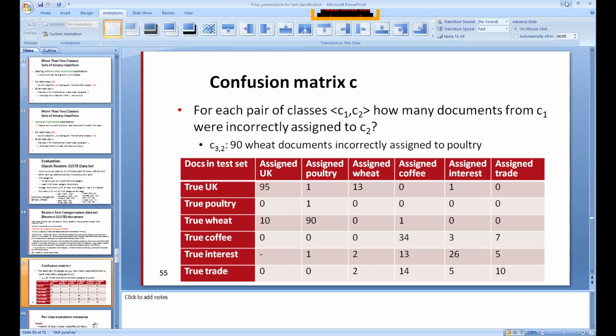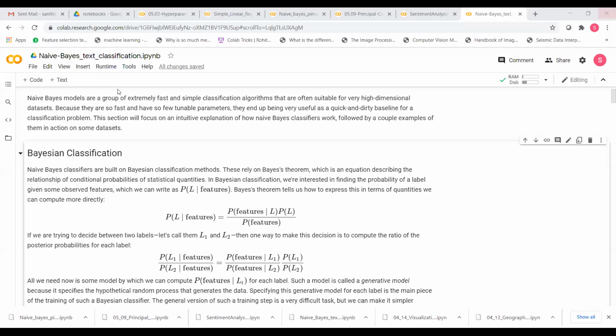Sandhya? So is my screen visible? Yeah, just a minute. Yeah, I hope the screen is visible. Participants, is my screen visible to all? Yeah. Okay.